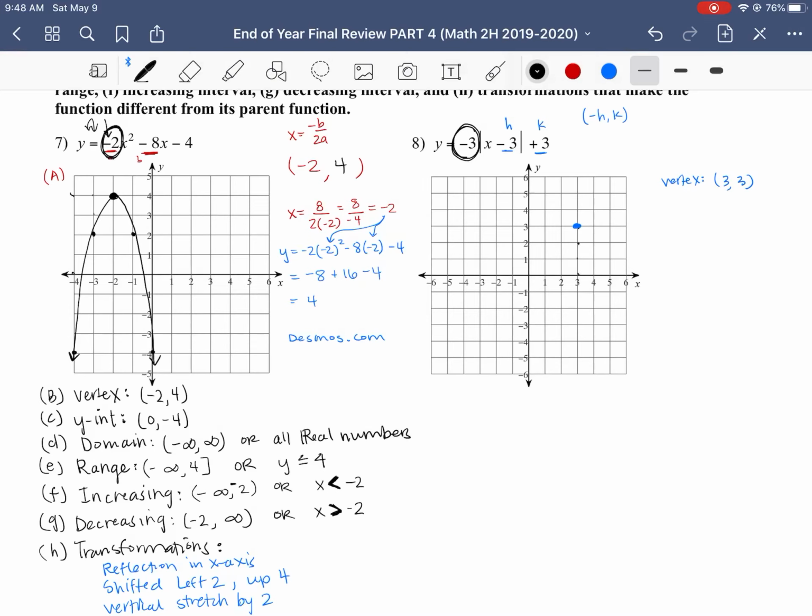So I'm going to go down 3 over 1, right? It has a slope of 3. 1, 2, 3 over 1. And then we do the same thing in the other direction to make this a symmetric V. Okay, so absolute value functions are even easier to graph than quadratics because they've got linear pieces. So there's our function.